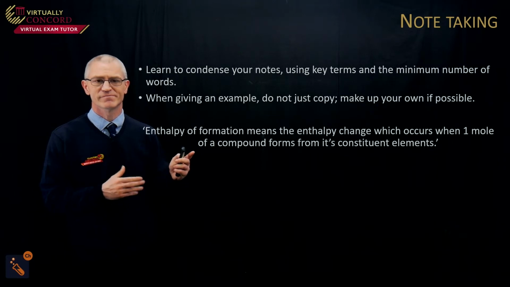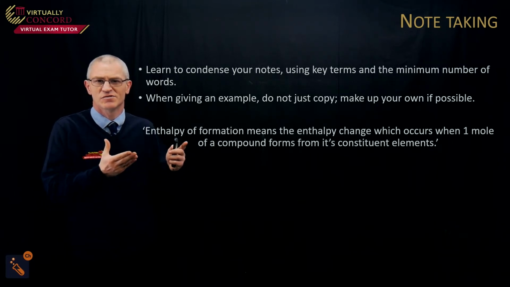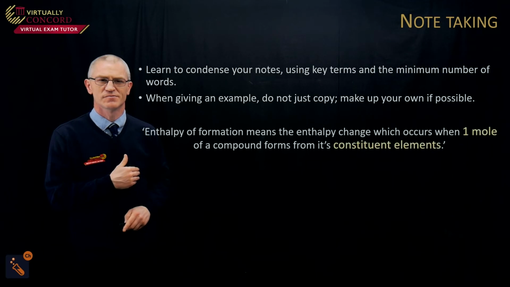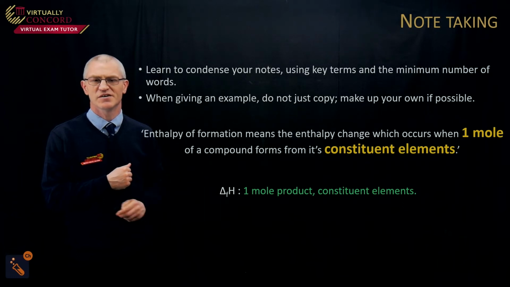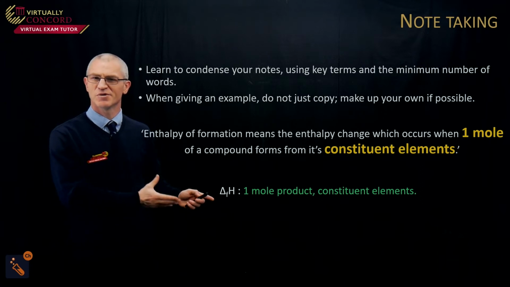Well, I'm going to shorten that. I'm going to find some way of shortening it. So I'm going to take out a lot of the words. Okay, but I know the important words are 1 mole and constituent elements. So I'm just going to put the symbol, delta FH, put 1 mole of product, constituent elements. And that means when I look back at my notes, I'm going, well, what does that mean?